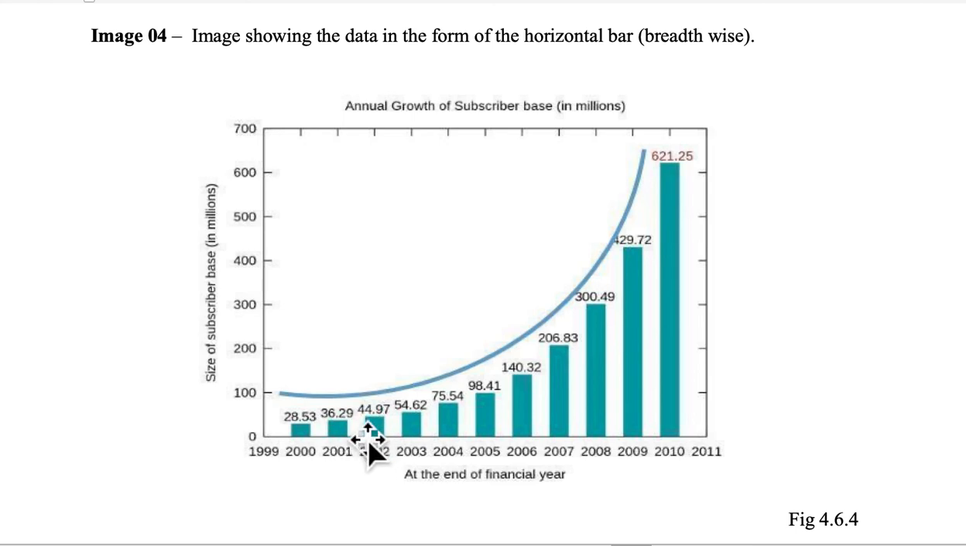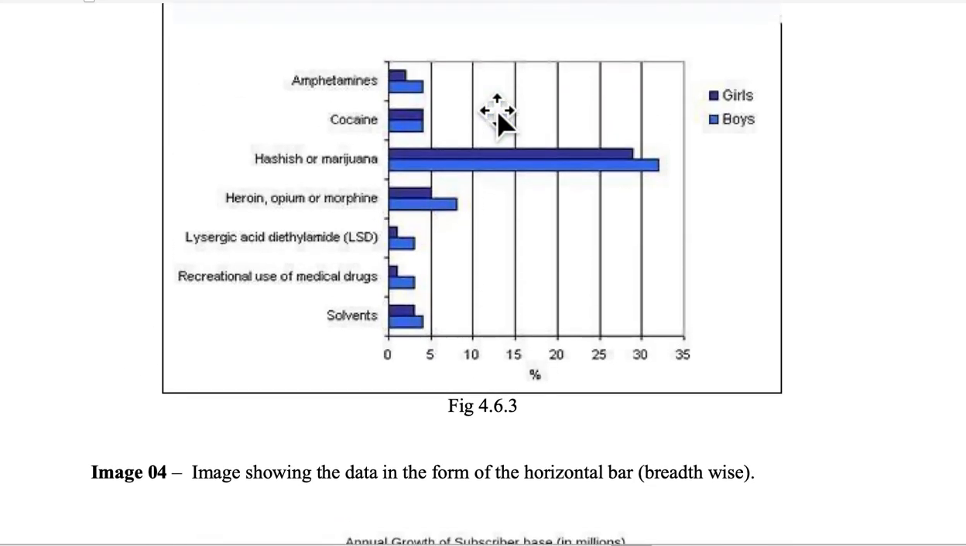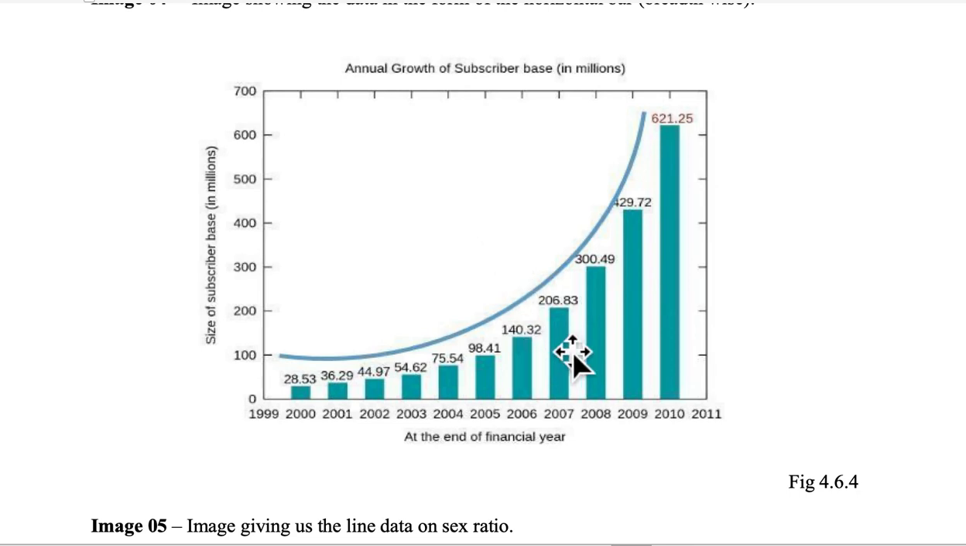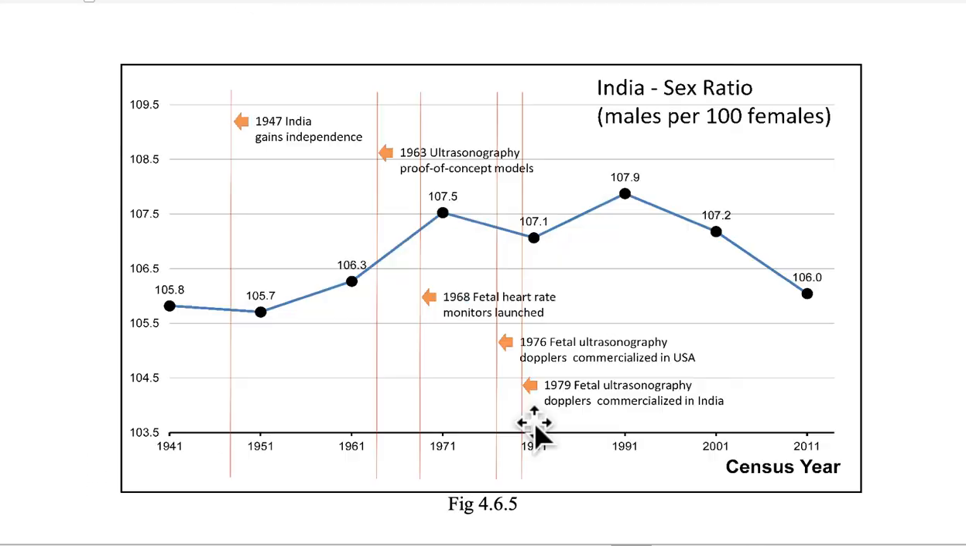We can see the growth clearly. From 36.29 it has increased to 44.97. We can take the difference and we can find the actual growth. These were the horizontal bars and these are the vertical bars. This graph is also a good source of information. So it is a format of data. Here we have another kind of graph.